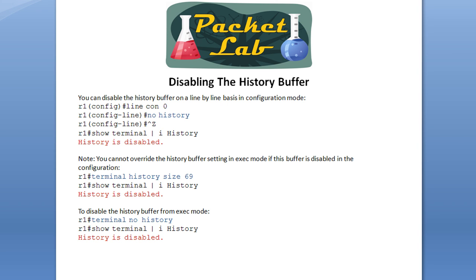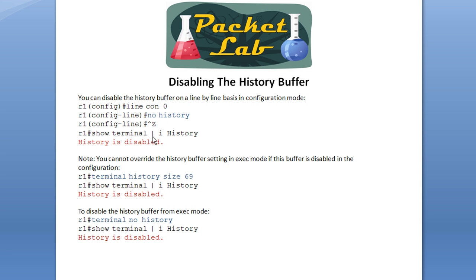If you want to disable the history buffer for any reason, you can do so with the no history command or in exec mode using the terminal no history command. In configuration mode, you'll issue this command, no history, under the line. If you want to completely disable the history buffer from configuration mode, you would have to go under each line. So you'd have to go under the console line, the VTY lines, the auxiliary line, and issue the no history command. Here we've just done it under the console line.